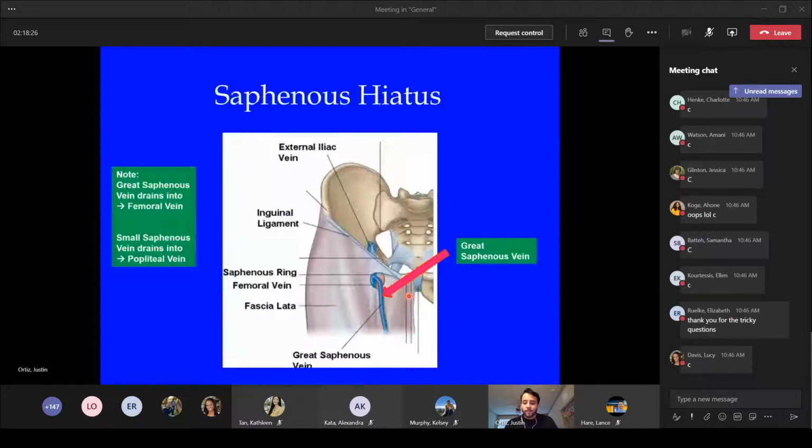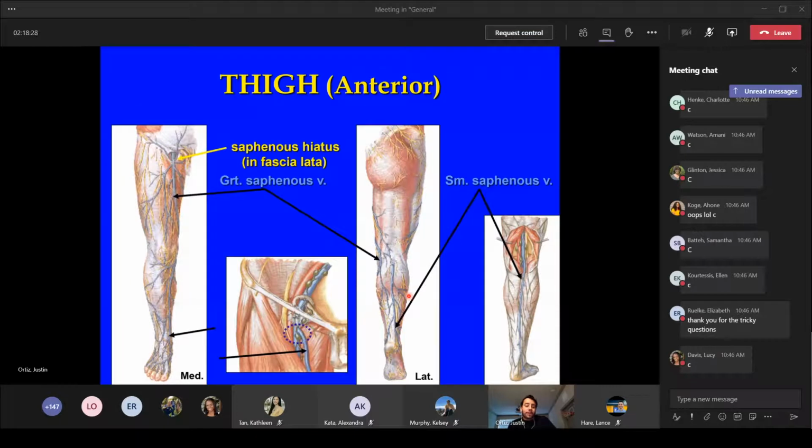He talks a little bit about the great saphenous vein, as well as the small saphenous vein. The only thing I would note, which I put on the next slide, is that the great saphenous vein goes to the saphenous hiatus, which makes sense. It's called saphenous hiatus, which is located up here. It's a little hole in the anterior superior portion of your thigh. It's a hole in your fascia, basically. It's not even a hole in your muscle. It's the fascia that's covering your muscle.